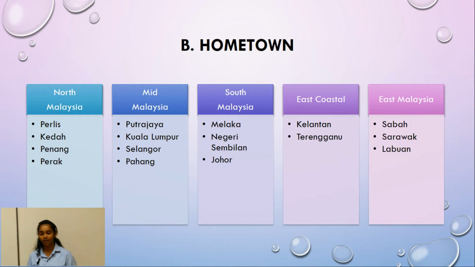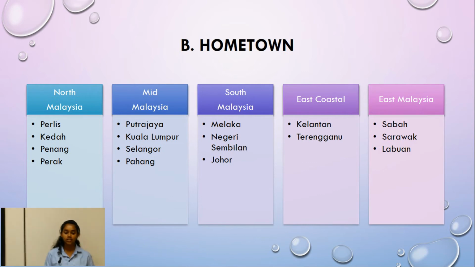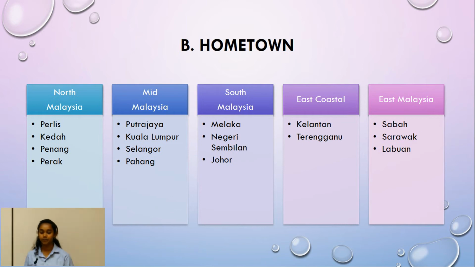Second is hometown. They got 5 categories for hometown. First, North Malaysia, which is Perlis, Kedah, Penang and Perak. Second is Mid Malaysia: Putrajaya, Kuala Lumpur, Selangor and Pahang. Third is South Malaysia: Melaka, Negeri Sembilan and Johor. Fourth is East Coastal: Kelantan and Terengganu. Last one is East Malaysia: Sabah, Sarawak and Labuan.